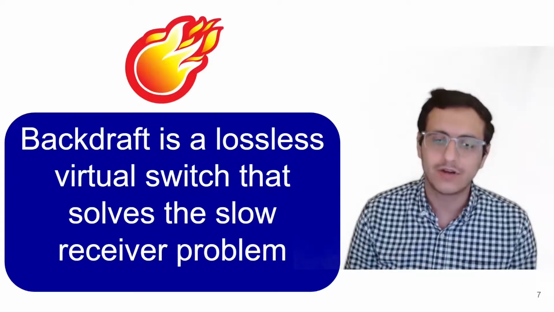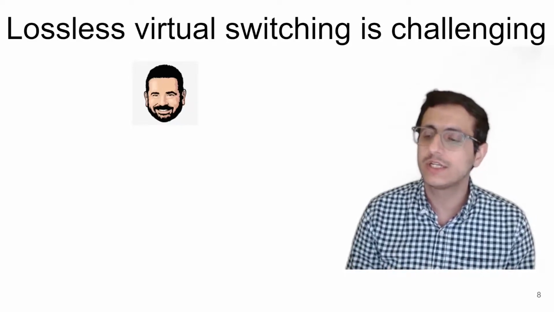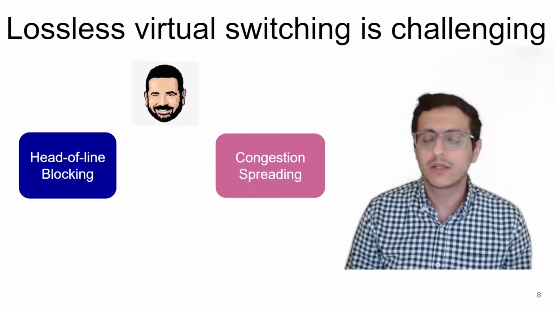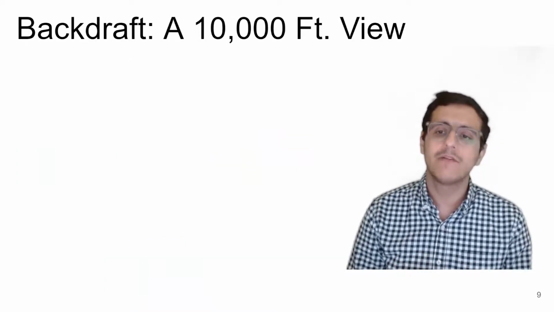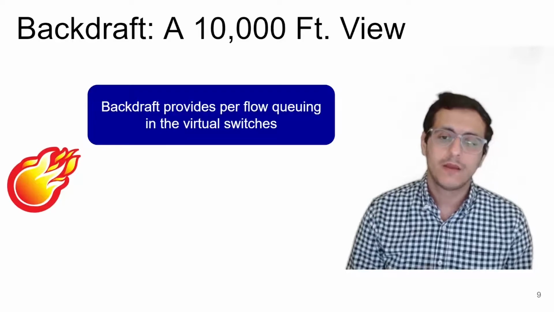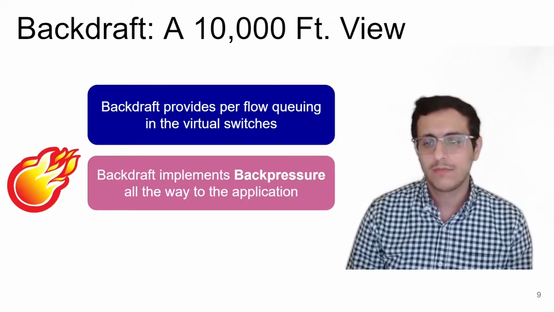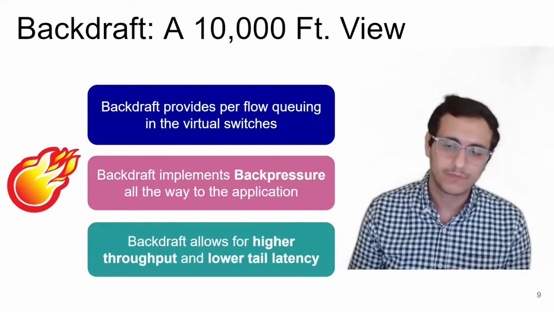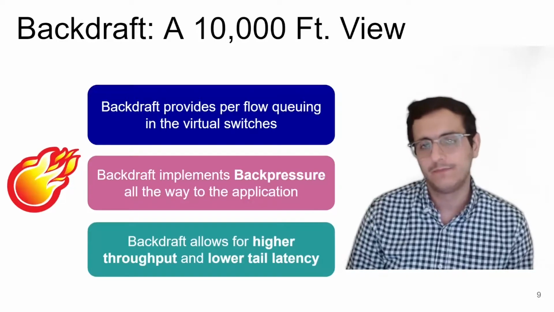Now, we present Backdraft, which is a lossless virtual switch that solves this slow receiver problem. Lossless virtual switching is actually challenging because if we do it naively, we end up with head-of-line blocking, congestion spreading, and wasted compute. Here is a high-level overview of Backdraft. Backdraft provides per-flow queuing in the virtual switches. It implements back pressure all the way to the applications, and it allows for higher throughput and lower tail latency.